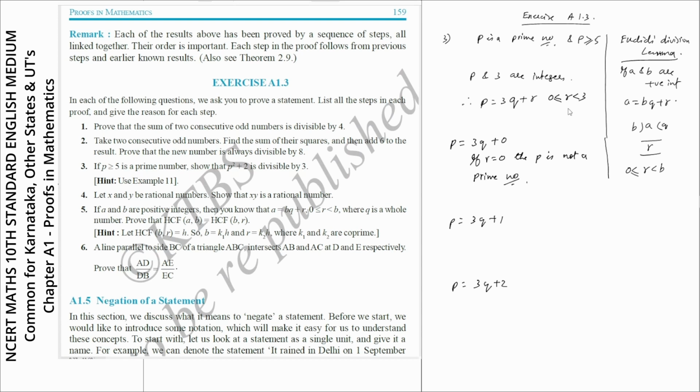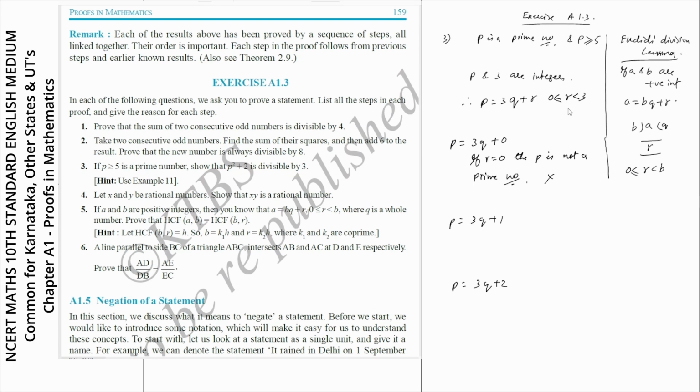Okay, if the remainder becomes 0, then 3 divides p. What are prime numbers? Prime numbers are numbers which are divisible by 1 and itself only. If any other number divides the prime number, then it is not a prime number at all. Therefore r cannot be 0. If r is equal to 0, p is not a prime number. So I'll exclude this option.